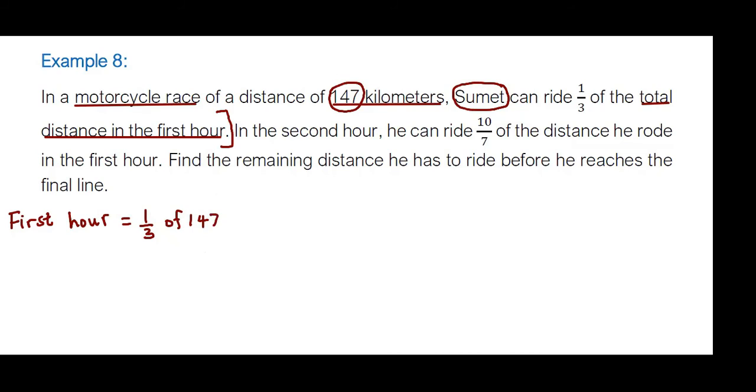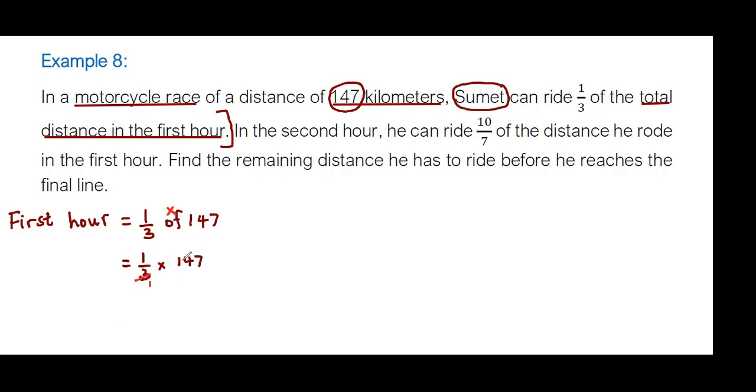147. But do you remember the meaning of the word of? What does of mean? Plus, minus, times, divided by. It means times. Okay, so this means that in the first hour, Samet can ride 1 out of 3 times 147. What do we get? Let's see how many kilometers he can ride in the first hour.